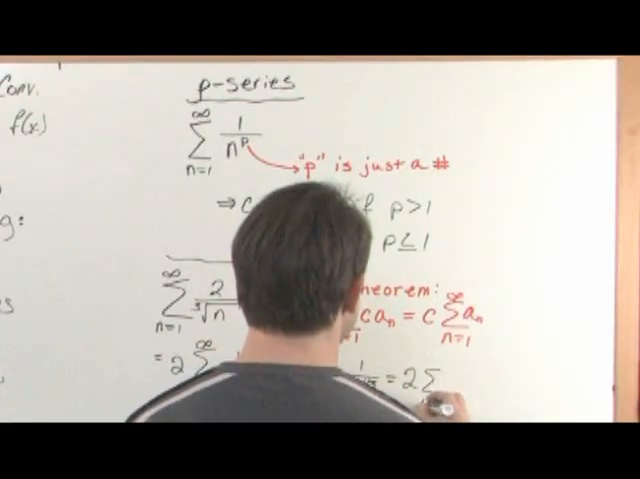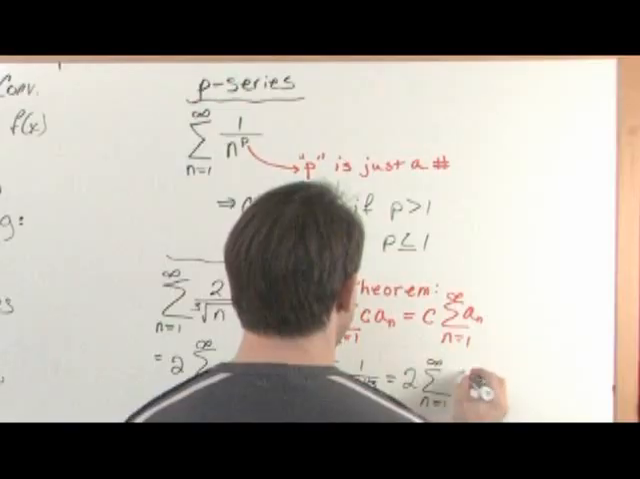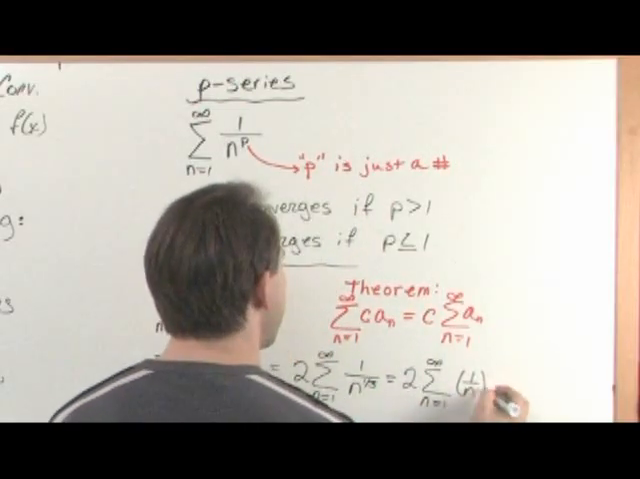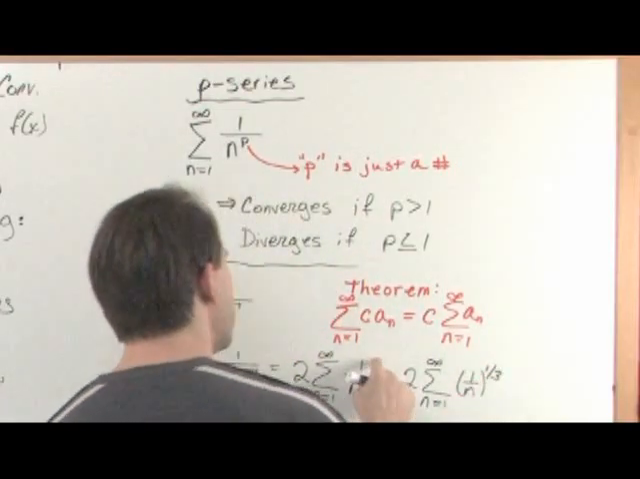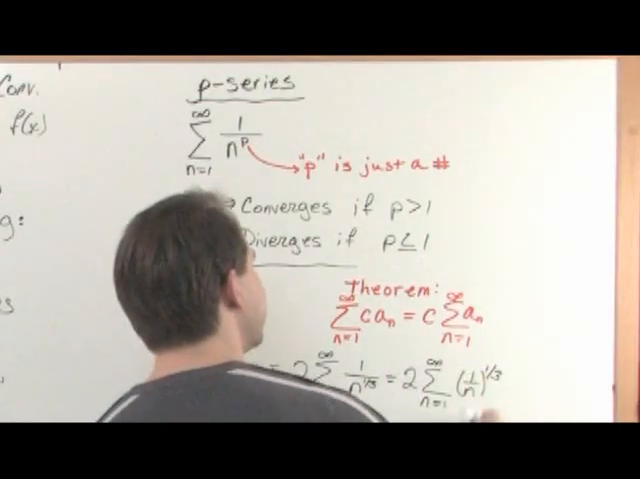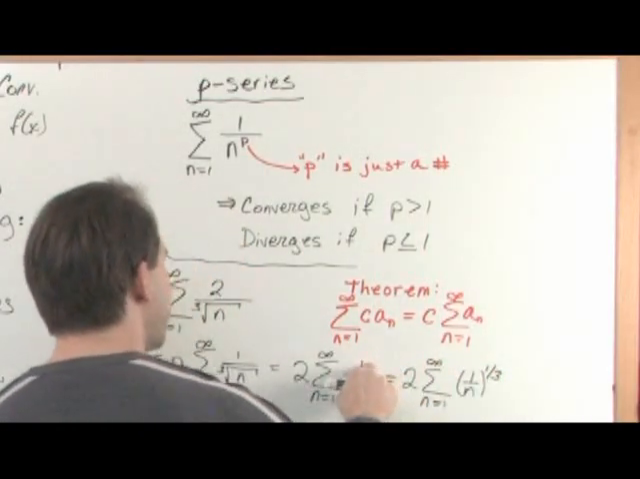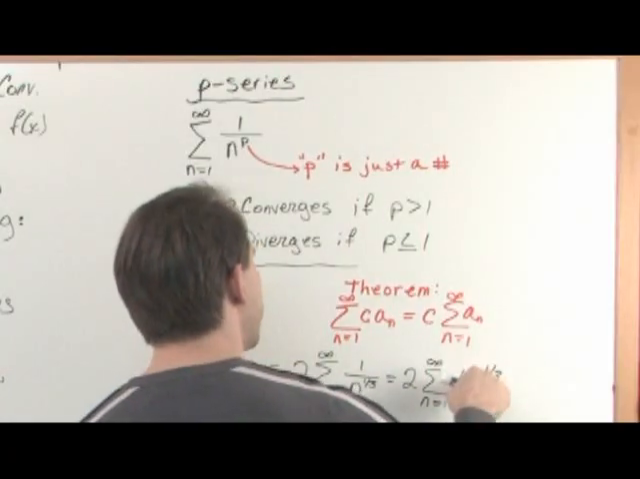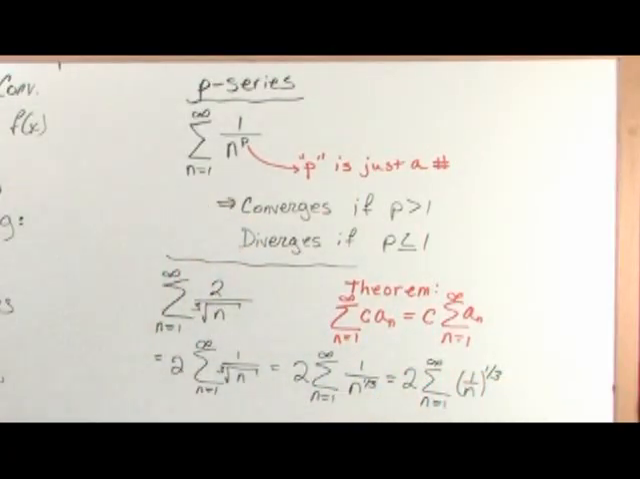I can continue this and say this is 2 times the sum from n equals 1 to infinity of 1 over n, all to the 1/3 power, because I have 1 on the top and n to the 1/3 on the bottom, so I can wrap it up like this. If I apply the 1/3 power to the top, I'll get this, and if I apply the 1/3 power to the bottom, I get that. So that is perfectly valid.